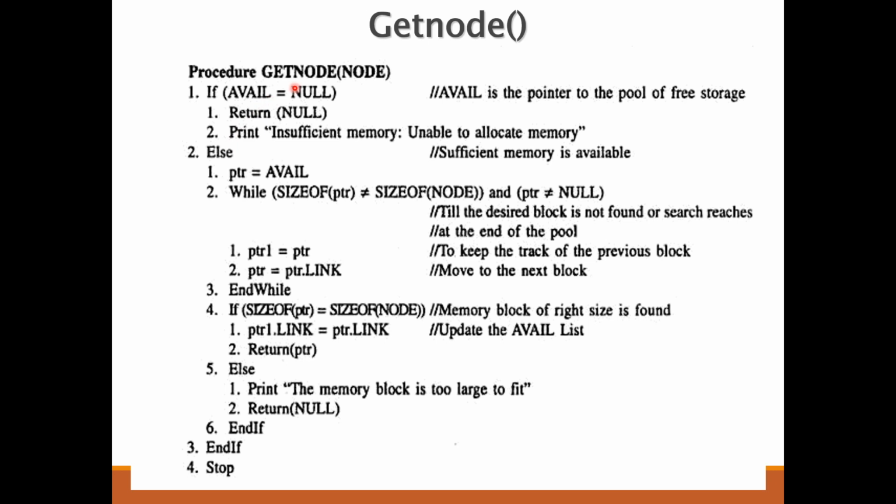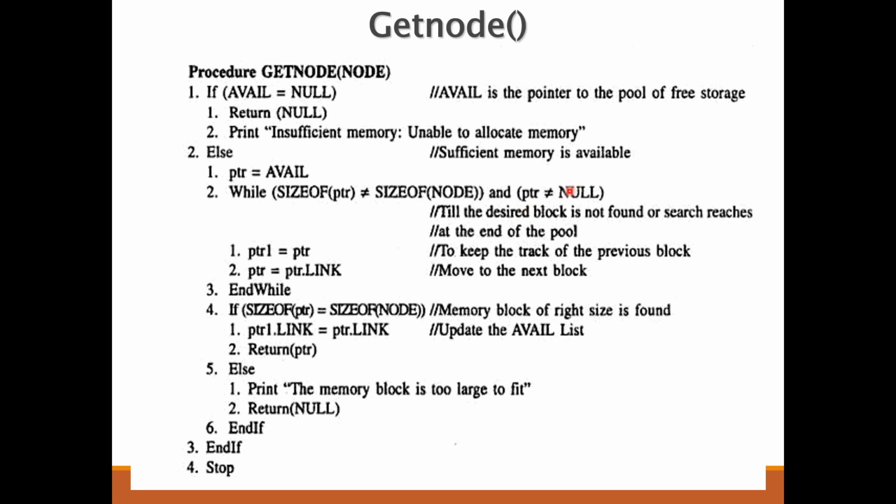Else, if avail is not equal to null, there is a pointer variable PTR. PTR is equal to avail, meaning it contains the address of the first free memory node, and we request a node of a given size. The while loop will check while size of PTR, that is the size of the first free memory node, is not equal to the size of the requested node, and PTR is not equal to null. This while loop will continue till we get the node of our requested size or till we reach the last node.